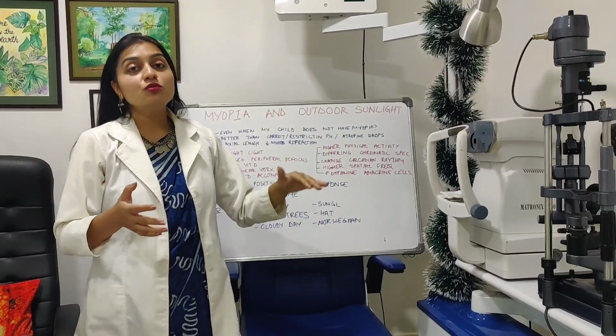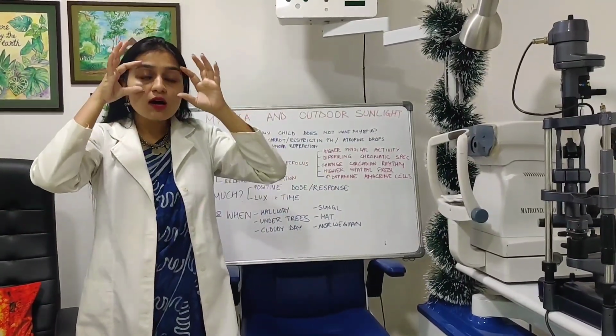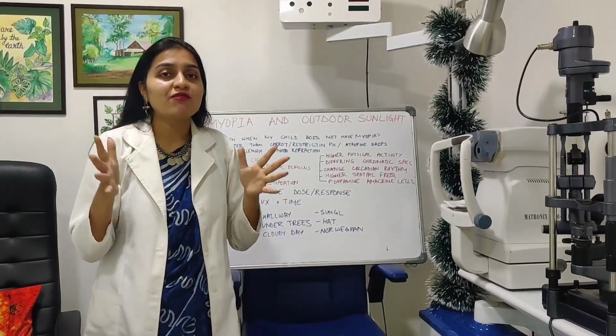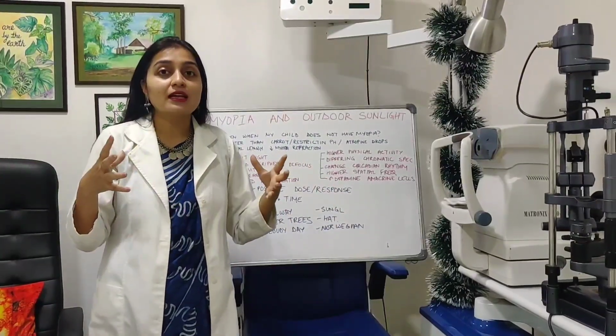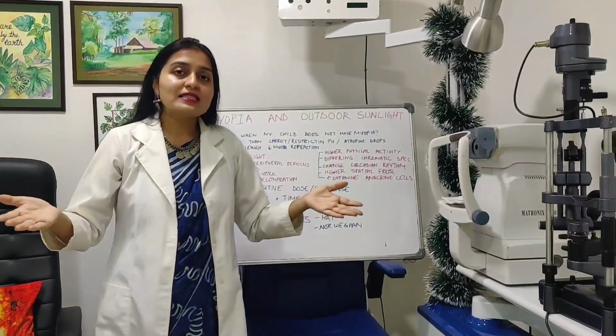So the next thing is the reduced peripheral defocus. Multiple studies have tried to create peripheral defocus by giving you spectacles. But one of the easiest ways to create this kind of reduction in peripheral defocus is going outdoors. Multiple ways that it does this.